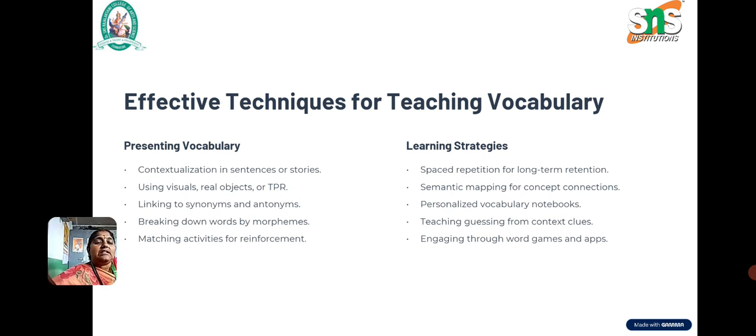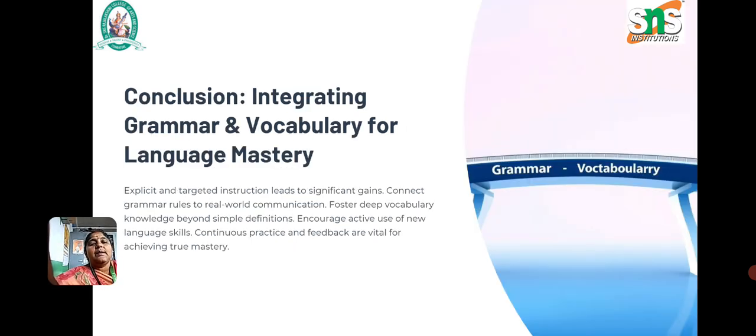Learning strategies: you can learn by repetition for long term retention, and you can also semantically map the concept. You can personalize the vocabulary through notebooks, teach guessing and context clues, and engage through word games and apps. So, integrating grammar and vocabulary for language mastery should be our motto.